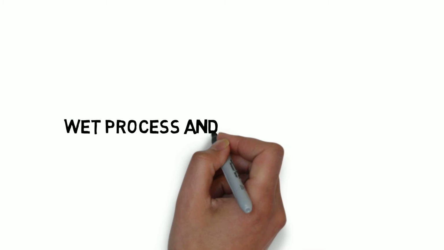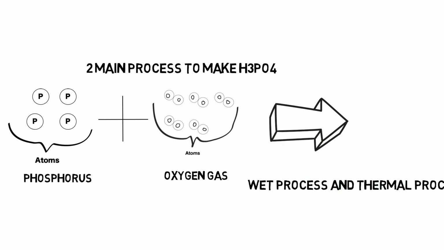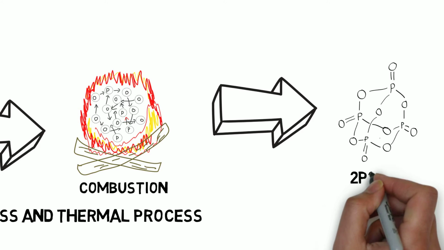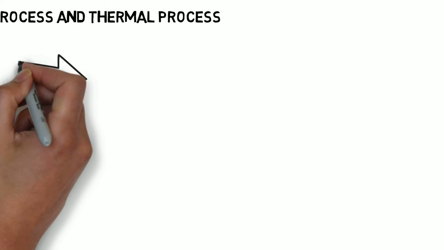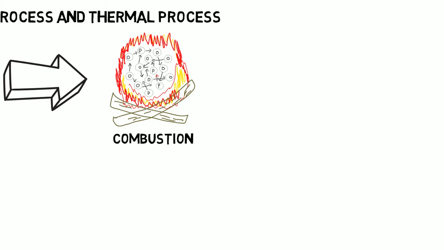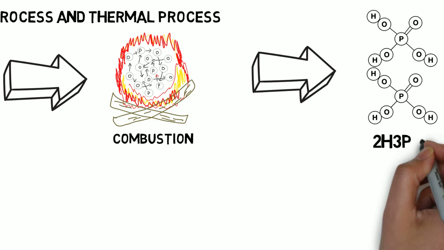There are 2 main ways of producing phosphoric acid: wet process and thermal process. Thermal process goes like this. You take 4 phosphorus atoms with 5 oxygen gas molecules and use combustion to rearrange those atoms to form 2P2O5, which is a solid. You will again use combustion to take 2P2O5 and burn it with 3H2O. The molecules will then break apart into the phosphorus, oxygen, and hydrogen atoms and rearrange to form 2H3PO4.